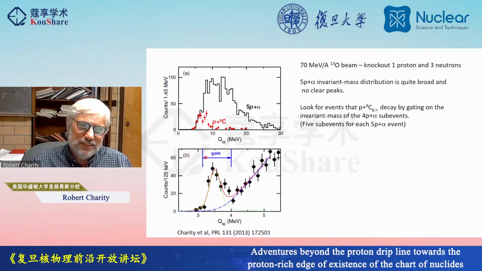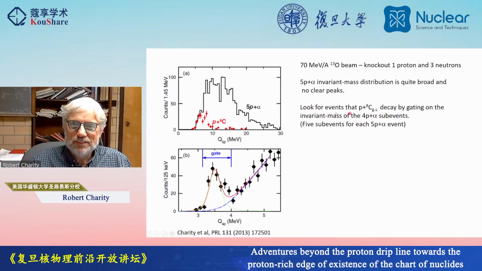So we put a gate around this, and we demand that at least one of these 4 p plus alpha sub-events is in this gate. Then we look at the distribution we get for 5 protons plus alpha, and it's these red data points. Basically, we've lost all the yield above 10 MeV. What we have left is a somewhat more narrow structure, and it actually looks like 2 peaks. So maybe we're forming 2 peaks of nitrogen 9. However, especially in cases like this, where these would be wide peaks, we have to be careful about the background.